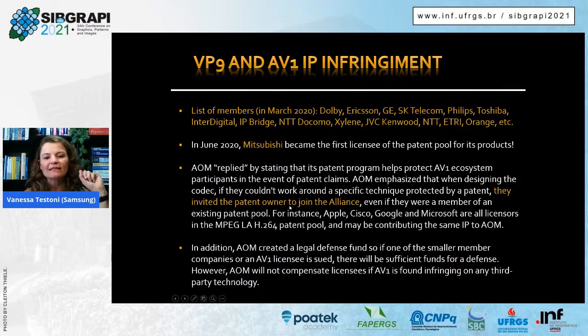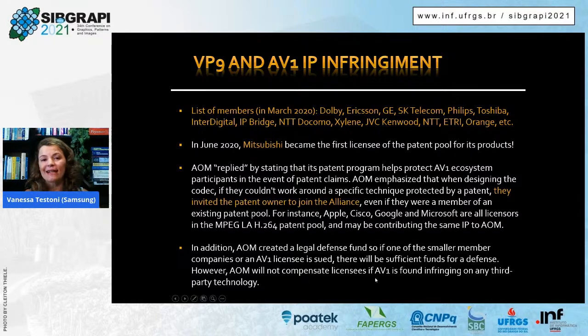What they are trying to do is that every time they find a patent that has been infringed, they invite the company to join the alliance, because they have this agreement that the companies inside the alliance will not sue each other. Several companies are in MPEG and also in the alliance. So Samsung, Cisco, Google, Microsoft, several of them are in both patent pools, so they will not fight over these patents. But some other companies, such as those here, were not interested in joining the alliance. So we will probably see a lot of fighting over those patents.